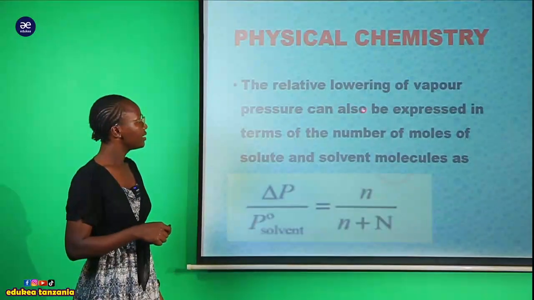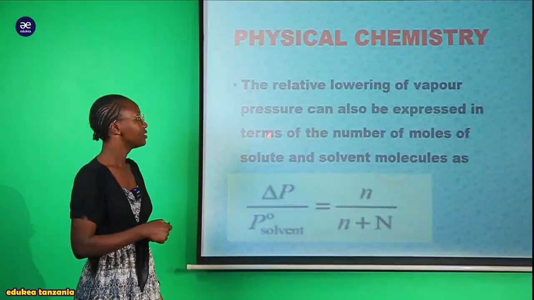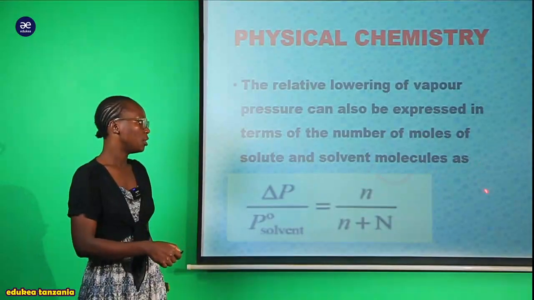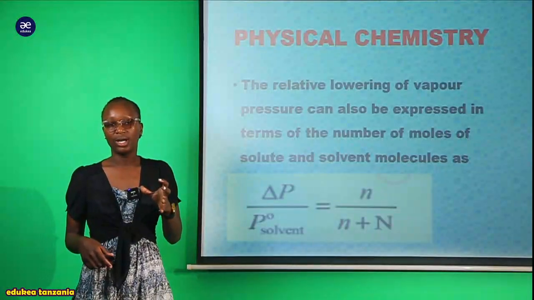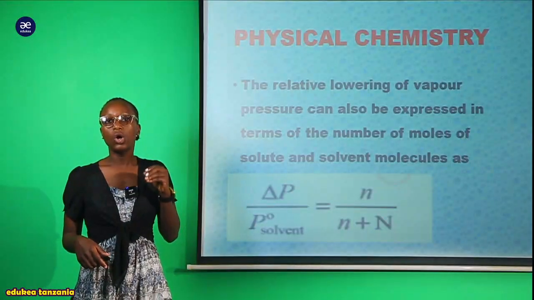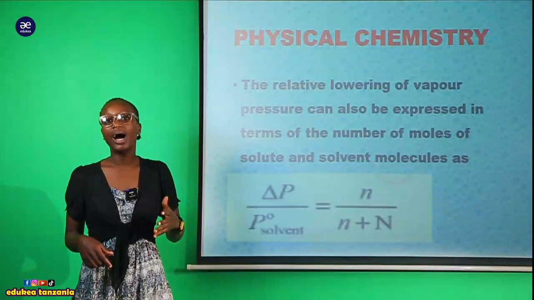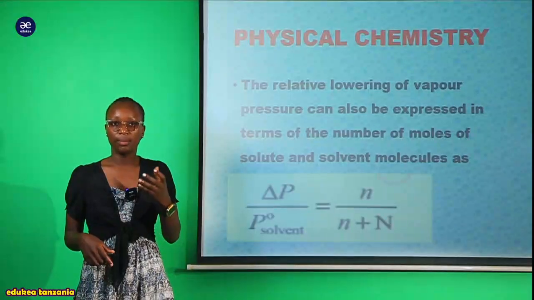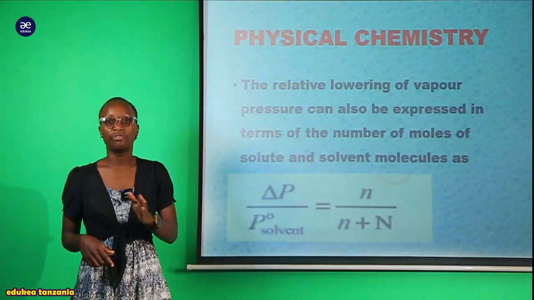Okay, now the relative lowering of vapor pressure can also be expressed in terms of the number of moles of solute and solvent molecules as follows. Now we can derive the relative lowering of vapor pressure from the expression of the ratio between the lowering of vapor pressure and the pure vapor pressure, where we have seen that the whole process relates to the mole fraction of the solute.